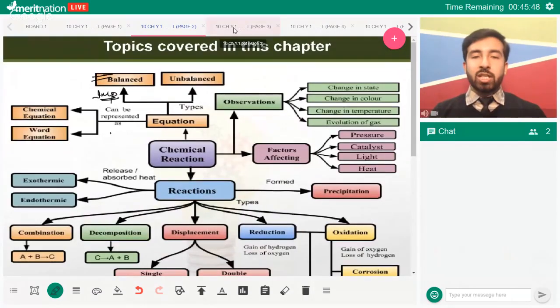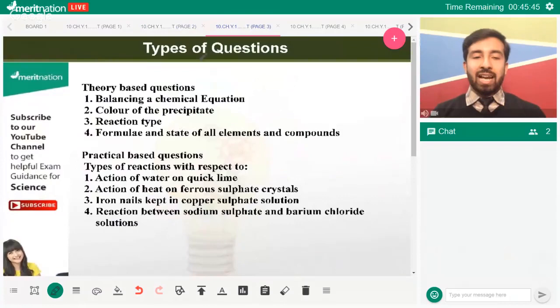Fine. After this, let's move on to the next thing, that is the type of questions which are generally asked from this chapter in your board exams. So the questions are basically of two types, theory-based questions and practical-based questions. The important topics covered in theory-based questions include the balancing of a chemical equation. That means in your exam, you can be asked to balance a chemical equation where you'd be given an unbalanced chemical equation. The next thing is the color of precipitate.